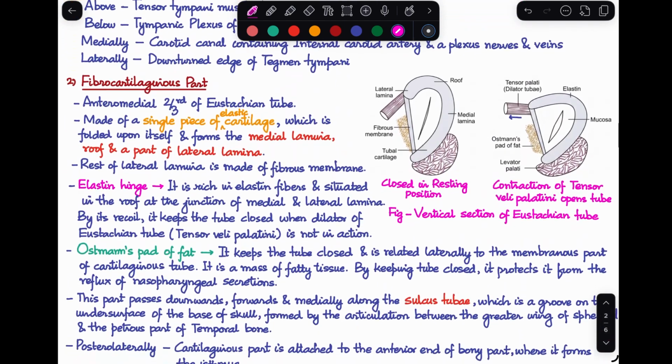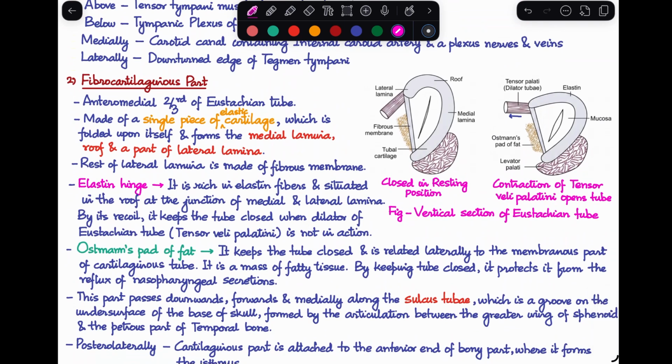Next, let's talk about the fibrocartilaginous part of the tube. The fibrocartilaginous part is the anteromedial 2/3 of the eustachian tube. If somebody asks you what kind of cartilage this is made of, it is actually made of a single piece of elastic cartilage. This cartilage folds upon itself, and as a result, it forms the medial lamina, the roof, as well as part of the lateral lamina. But you can see that it's only forming a part of the lateral lamina. The rest of the lateral lamina is formed by the fibrous membrane.